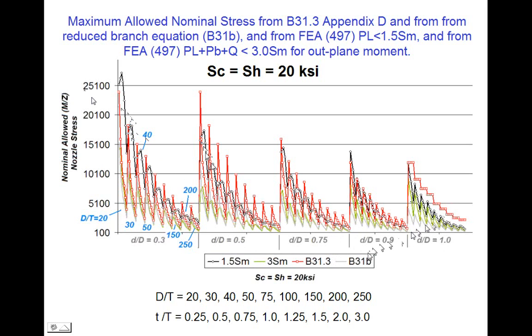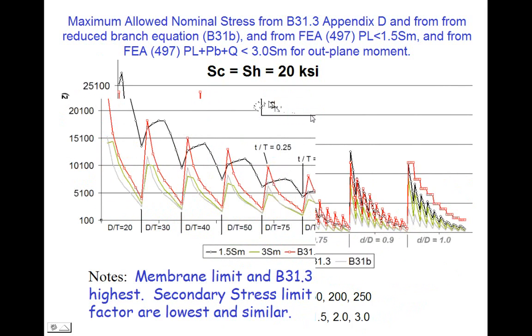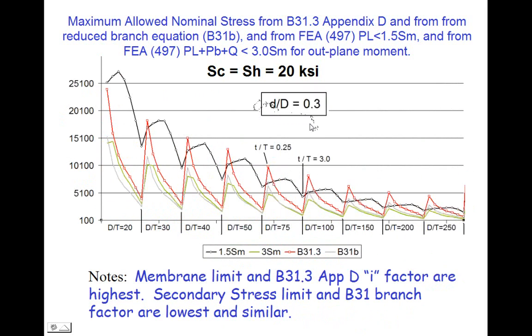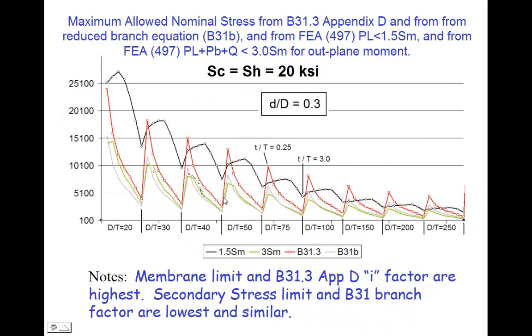So what we want to know is how does the requirement for 1.5 SM compare to the requirement for 3 SM? If we come down and look at the d over D ratio of 0.3 and expand the plot, we see that the gray line and the green line track fairly closely. The gray line is the B31 reduced branch stress intensification factor nominal, and the green line is the 3 SM requirement.